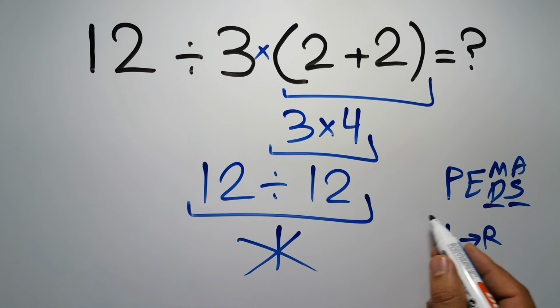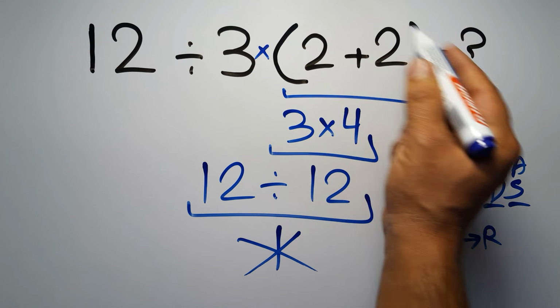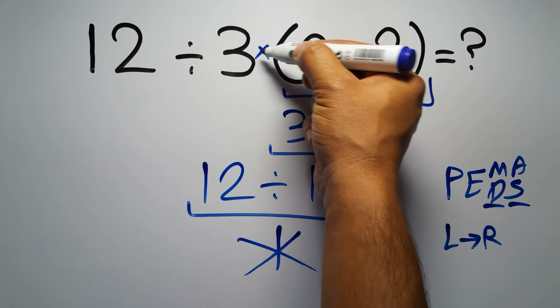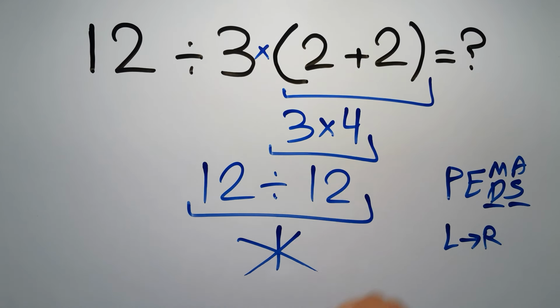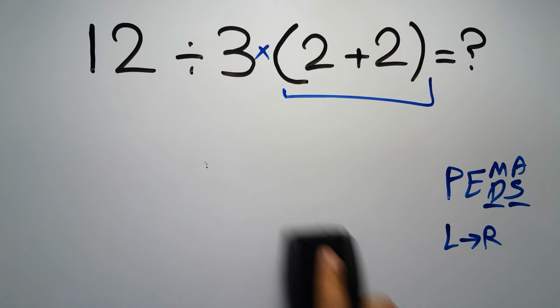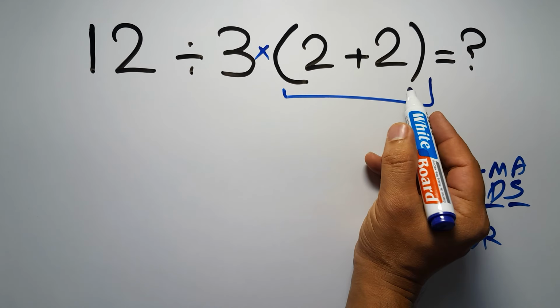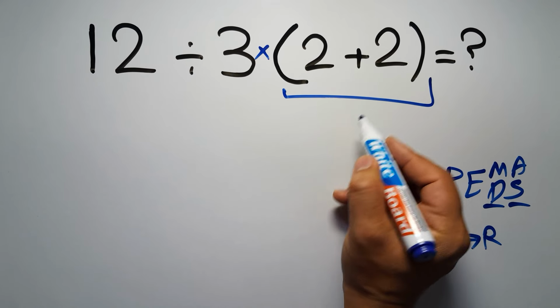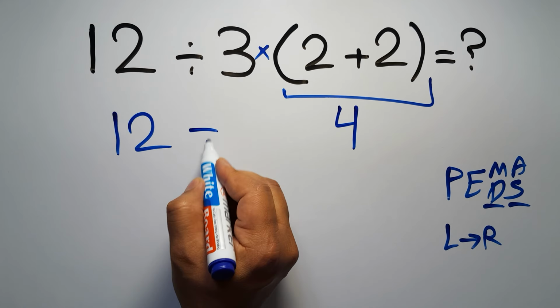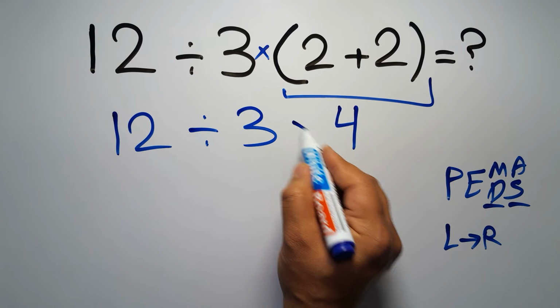Okay, so according to the PEMDAS, first we have to do this parenthesis, then this division, and finally this multiplication. If we do this multiplication before this division, it is wrong. So first this parenthesis, inside this parenthesis we have 2 plus 2, which equals 4. So 12 divided by 3, then times 4.